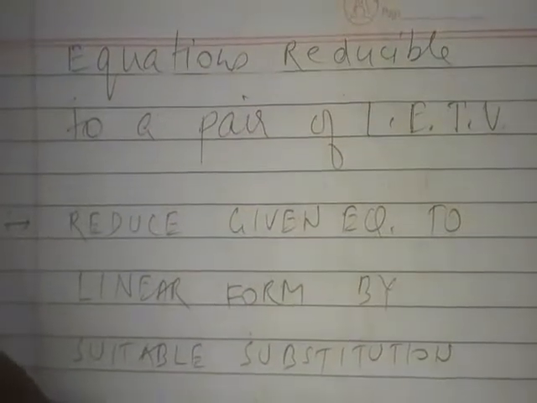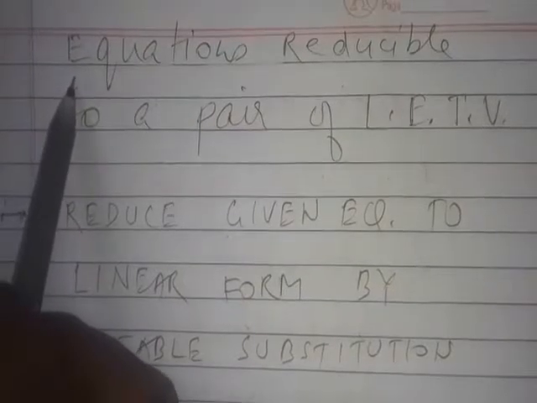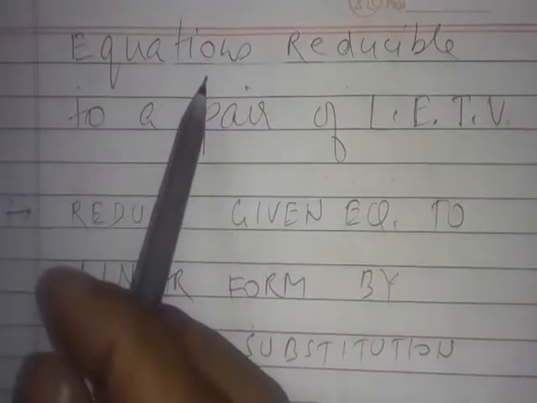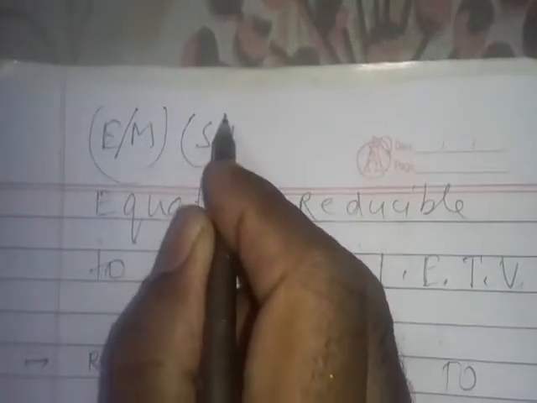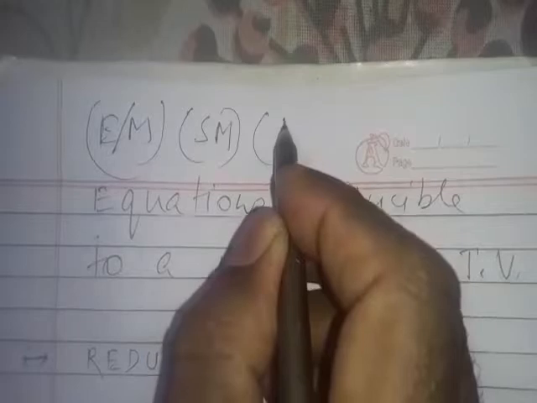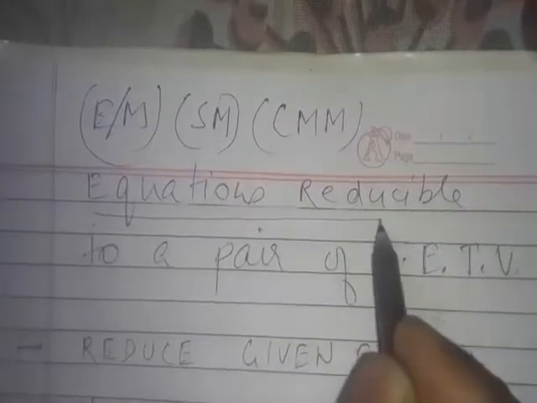Good morning, children. Now you all are aware of the solution of linear equations by all the three methods. They are elimination method, substitution method, or cross multiplication method. And today we are going to discuss the method in which we have to convert the given equations in the form of linear equation, in that reducible form of linear equation.